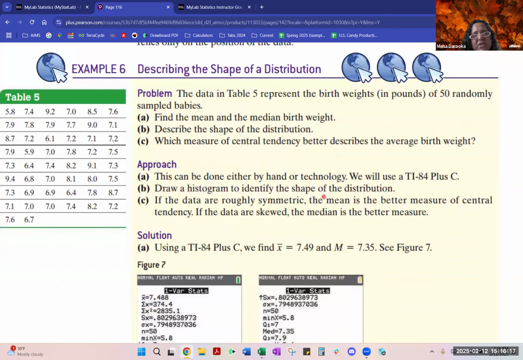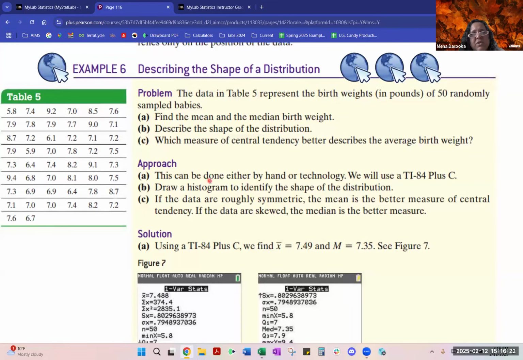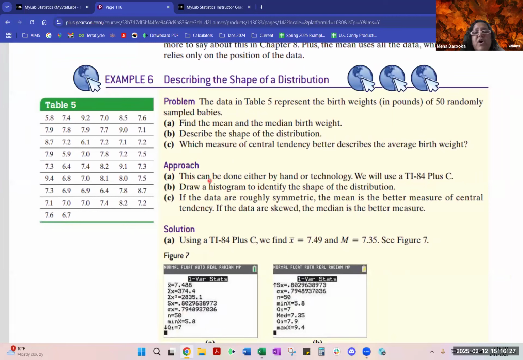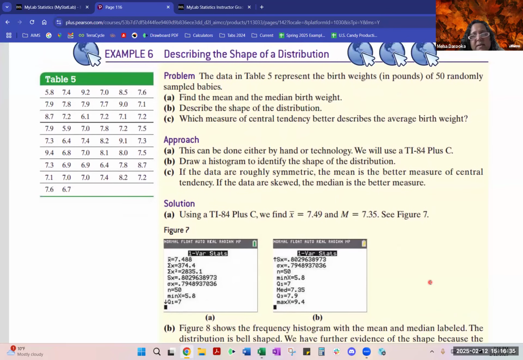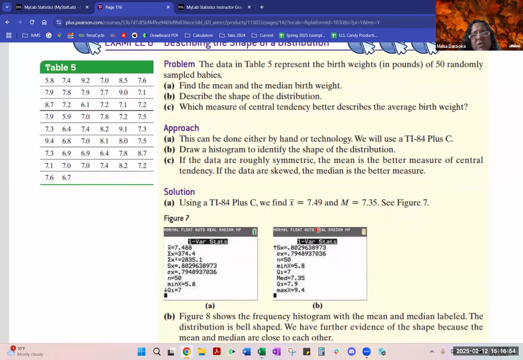So this example here is talking about describing the shape of the distribution. This table gives us the birth weights, in pounds, for 50 randomly sampled babies. You can see they are using technology here to find the mean and the median. With the birth weights, the mean, which is X bar, comes out to be 7.49, and the median, which is the center position, comes out to be 7.35. So pretty close to each other, but obviously not equal.